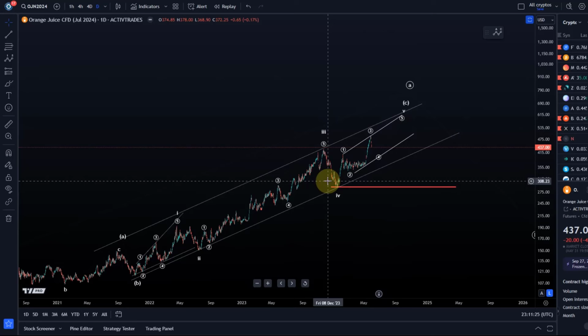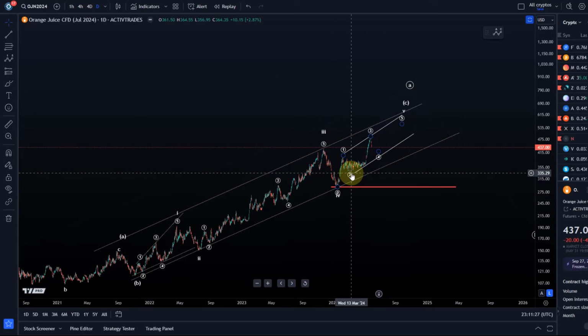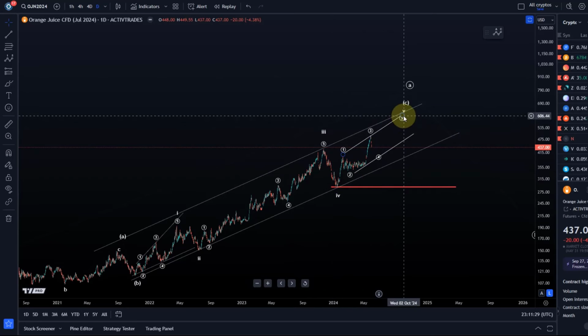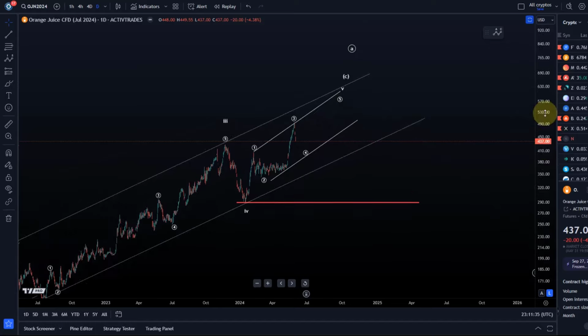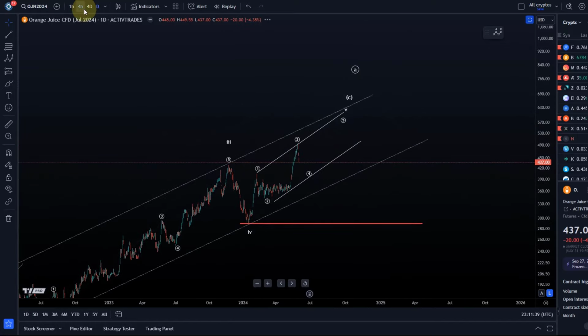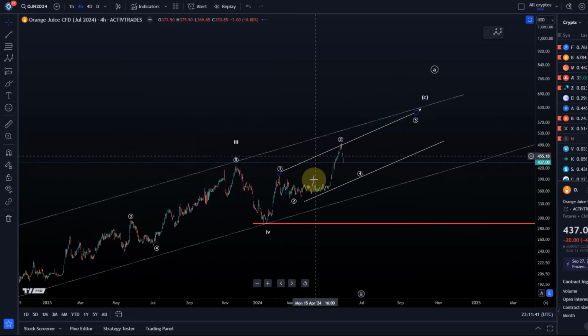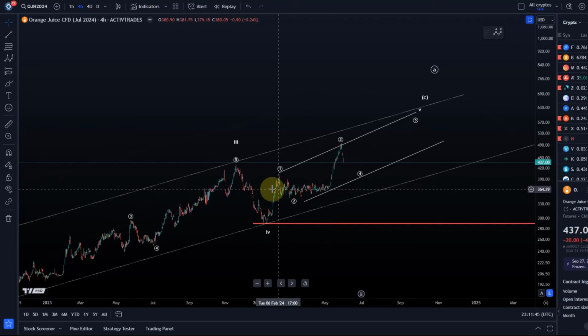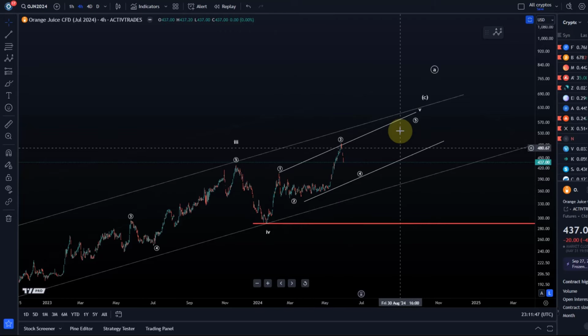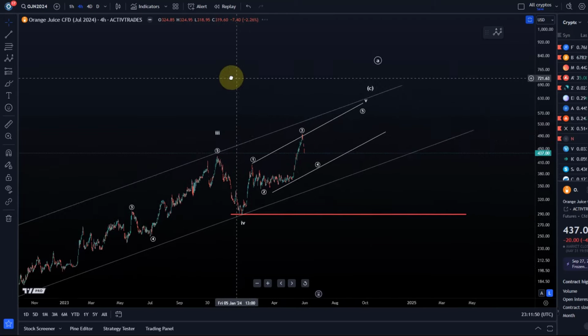Now it looks as if we have possibly started an ending diagonal in wave 5 of C. So let's take a look at the microstructure. This is where it gets a bit ambiguous now. Let's go to the 4-hour chart. The thing is, this here looks really like a triangle. So this is where it's getting a bit ambiguous.